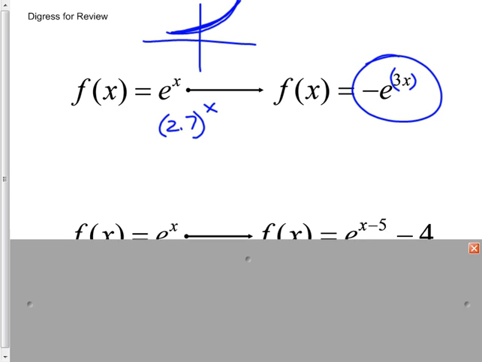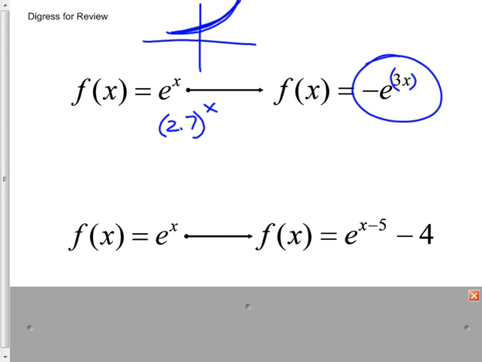All right. How about this one? Is it moved right or left? Right. And then down. Right 5, down 4.